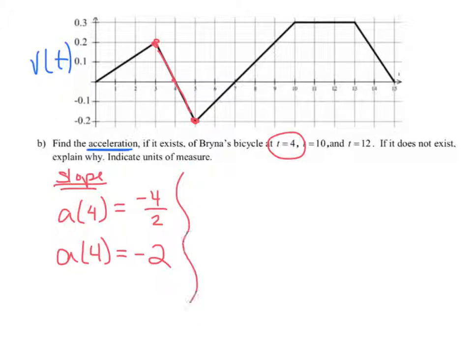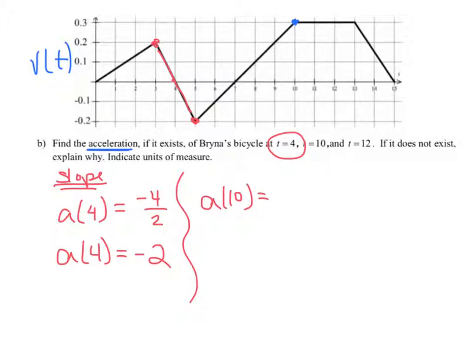Okay, so that's the first one. The second one is acceleration at 10. All right, we'll take a look at the graph at 10. What are we noticing? We're noticing that we're at a kink. Okay, and if you remember, kinks are not differentiable. You cannot take the derivative, therefore you can't find the slope at that point.